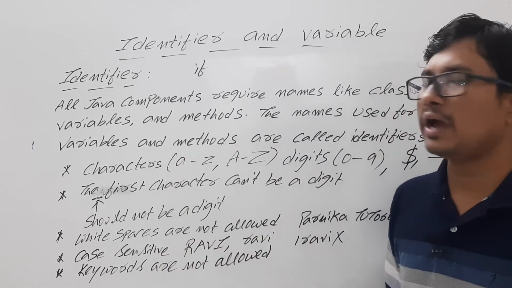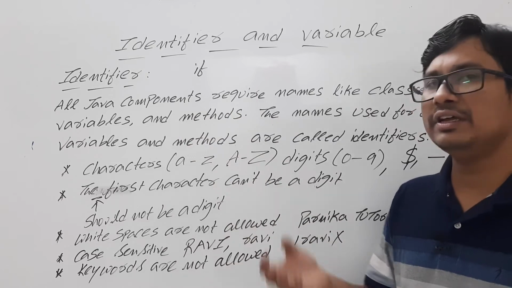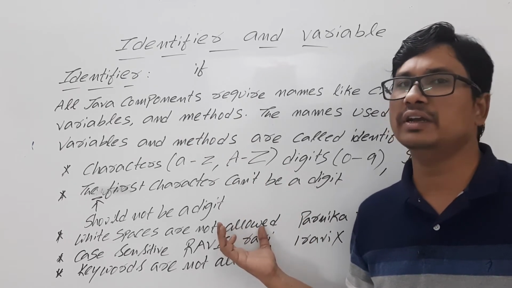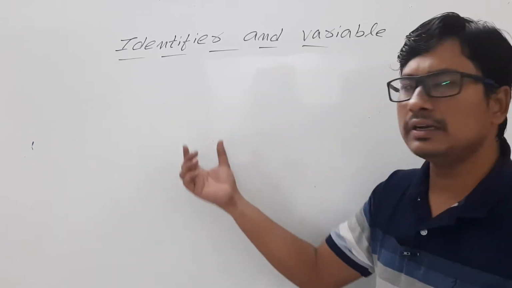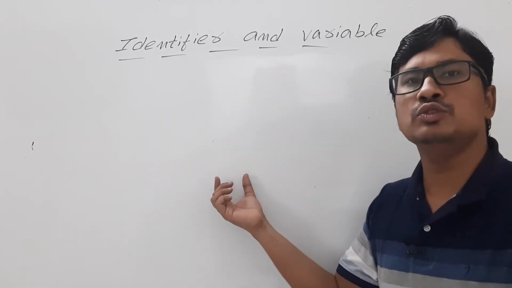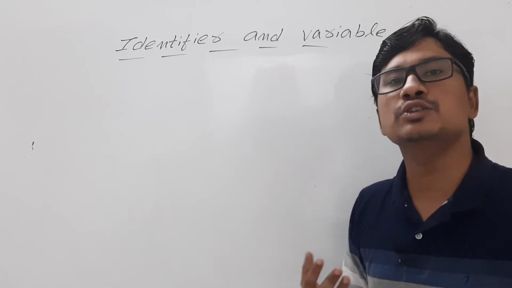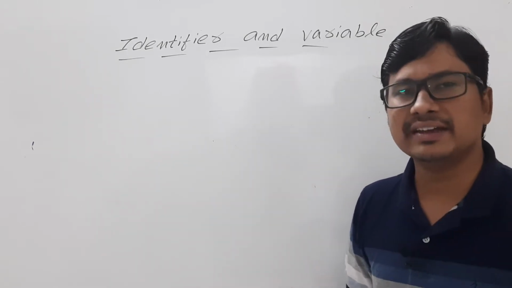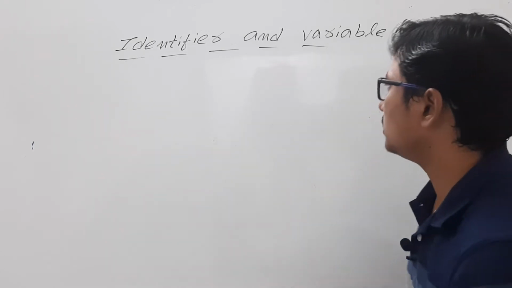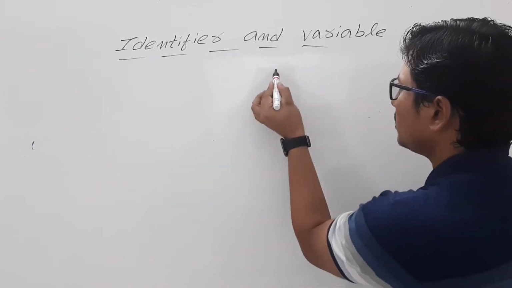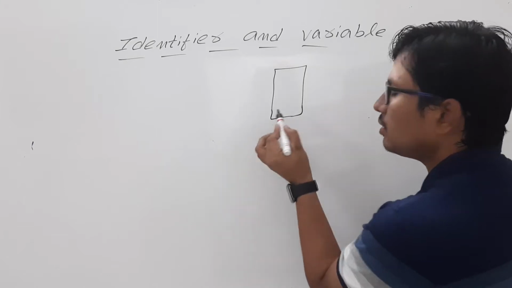Okay, I hope you have understood what is an identifier, and what are the rules you need to follow for an identifier. Now let me discuss the variable. A variable is a container which is used to store values while you are executing the program. Or even I can say a variable is a name given to a memory location.